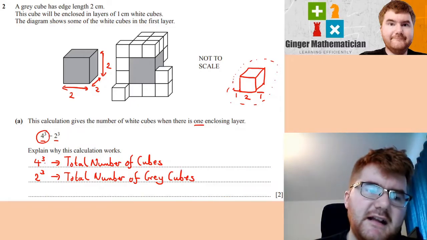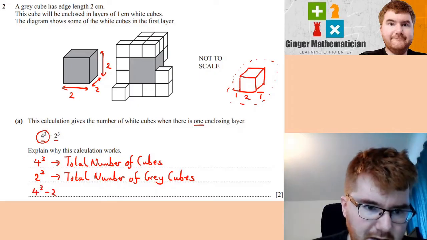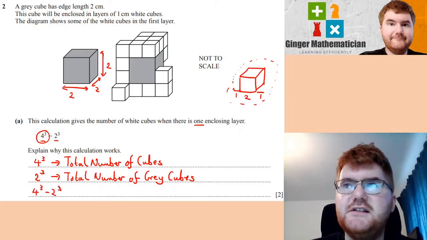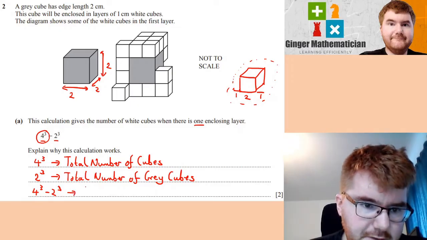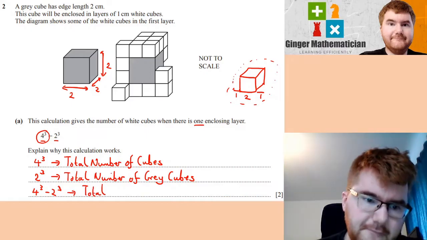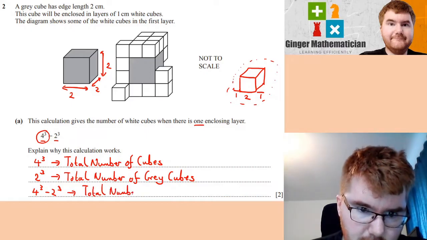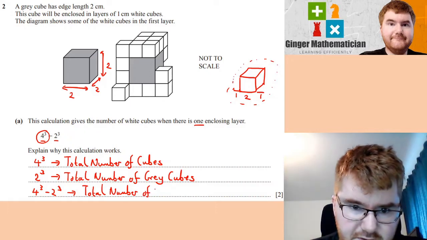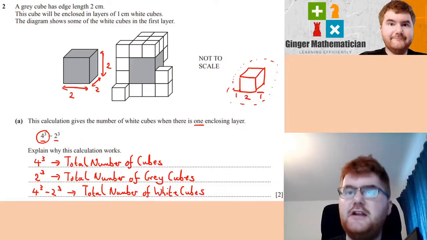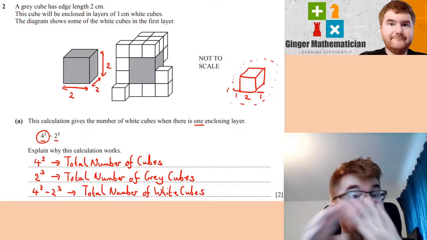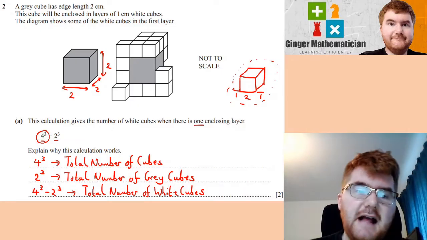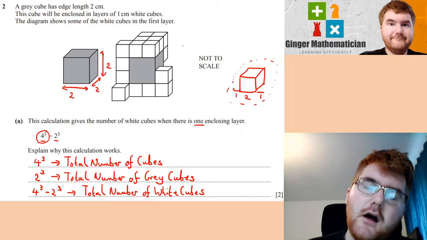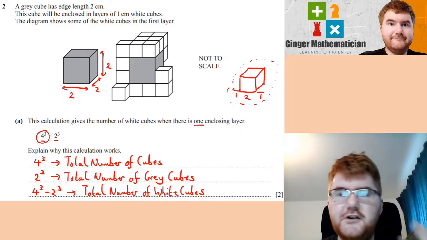And so if we work out the difference between them, so 4 cubed minus 2 cubed, well, the number of grey cubes plus the number of white cubes must equal the total number of cubes in total. So the difference here will give you the total number of white cubes. Okay, so you're just breaking it down for the examiner. They're checking you understand that 4 cubed gives you the total number of cubes for the whole thing. 2 cubed gives you the total number of the grey cubes, and then the difference between them will give you the layers around the outside and all the white cubes that are there.